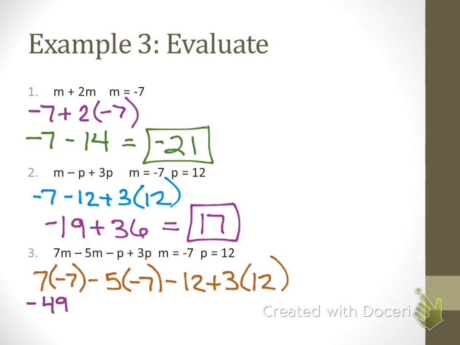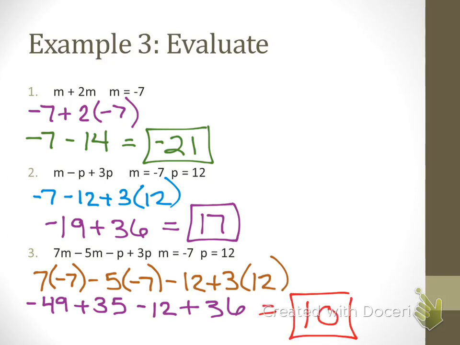Negative 5 times negative 7 is what? Positive 35. We're looking at our signs. And then we have 3 times 12 on the other end, which is positive 36, and we plugged in our negative 12 as well. Now we can just work left to right. In your calculators, you want to do negative 49 plus 35 minus 12 plus 36, and you get 10. And that's your answer. All right, and if you understand that, that's everything you need to know for 2.4.